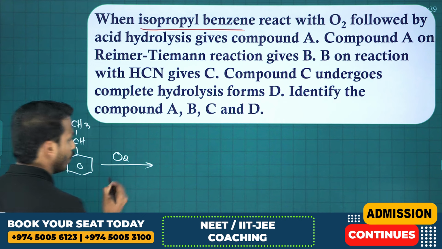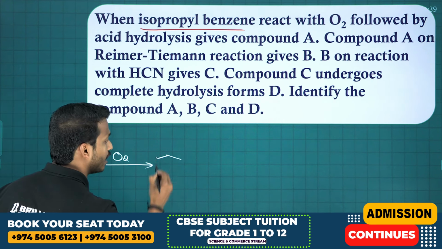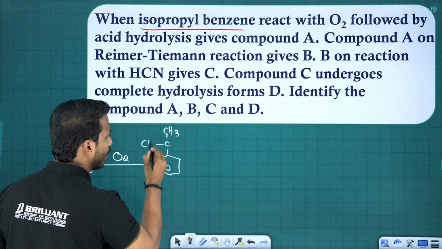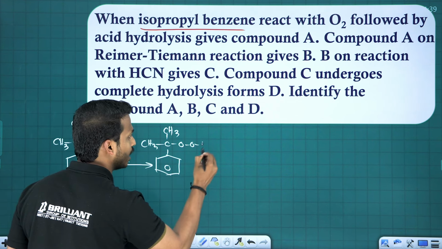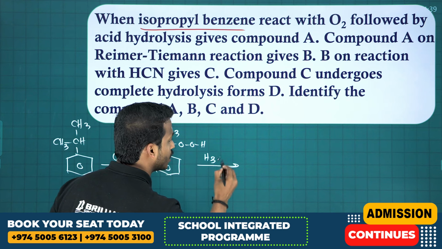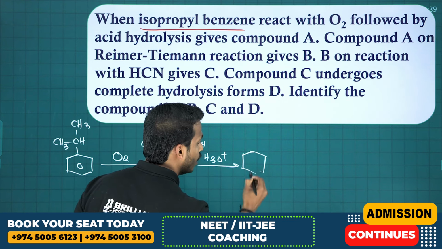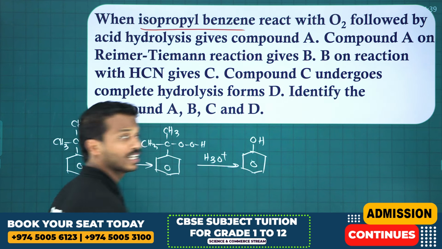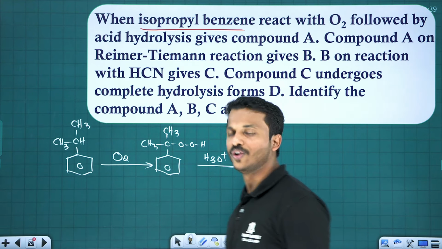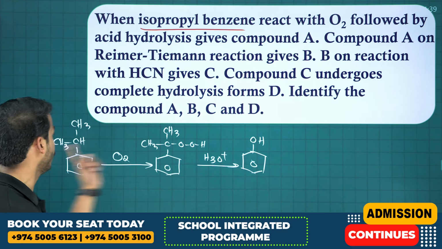So cumene on reaction with oxygen, what do you get here? Cumene hydroperoxide. Am I right? We'll get OOH, right? Cumene hydroperoxide. Followed by acid hydrolysis, what do you get? Phenol and acetone. You studied that. This is the commercial preparation of which one? Phenol, the industrial preparation of phenol from cumene.